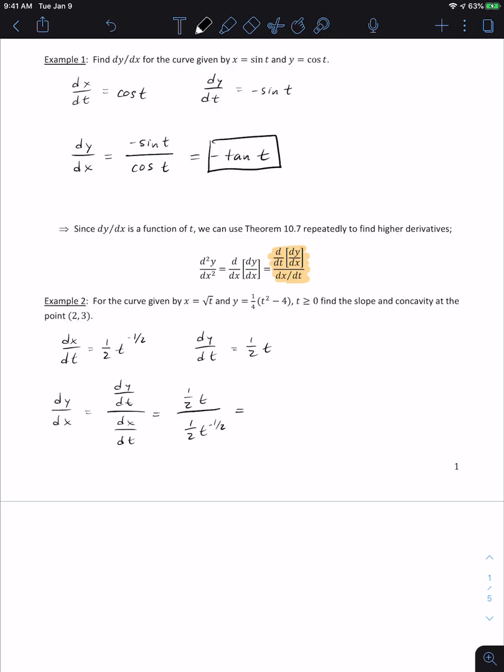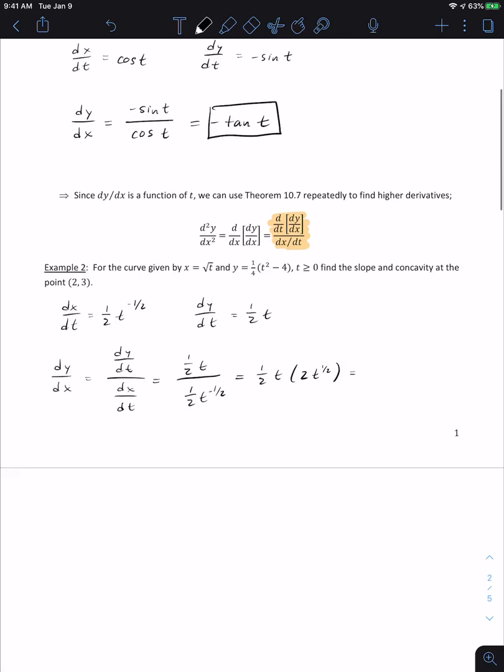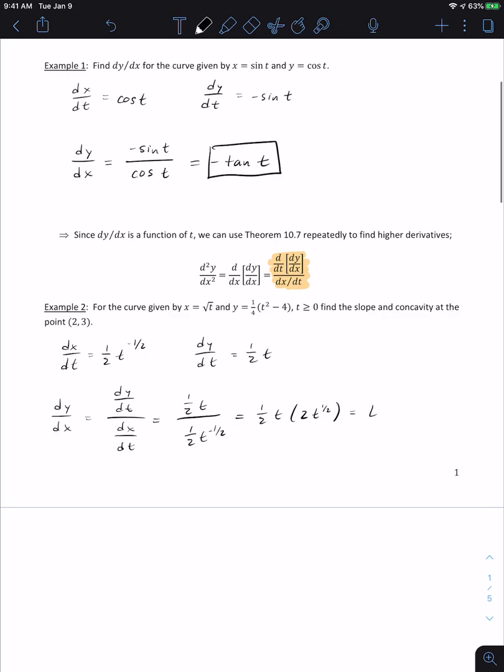And now we're going to be able to simplify some, right? I have 1/2 t. Now instead of dividing by 1/2, I'm going to multiply by 2. And then instead of that t to the negative 1/2, remember I can pull it up into the numerator by making it positive. So t to the positive 1/2. So now my 2's cancel out, and I'm left with t to the 3/2 power, right? Because I add their exponents.